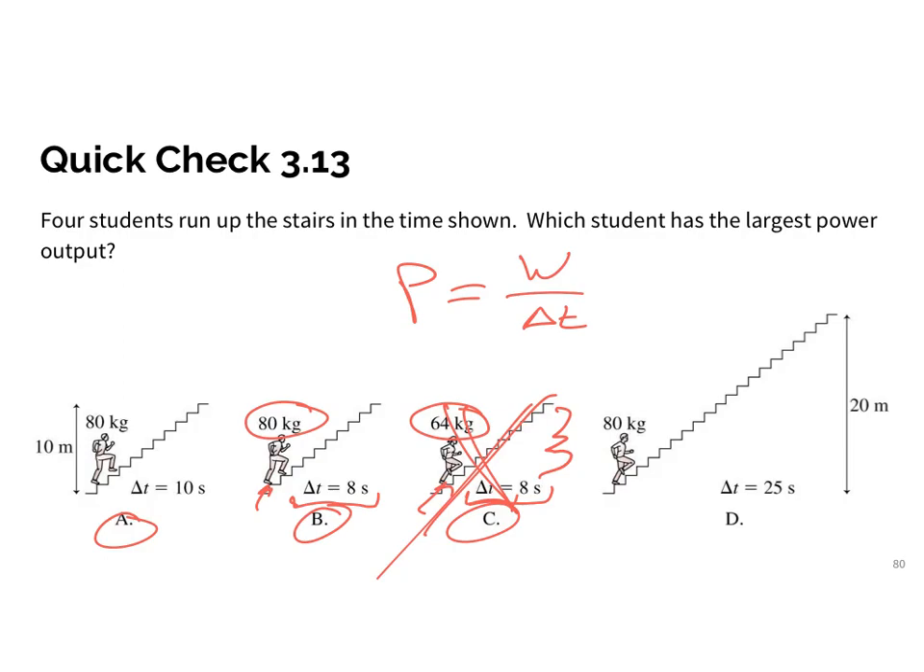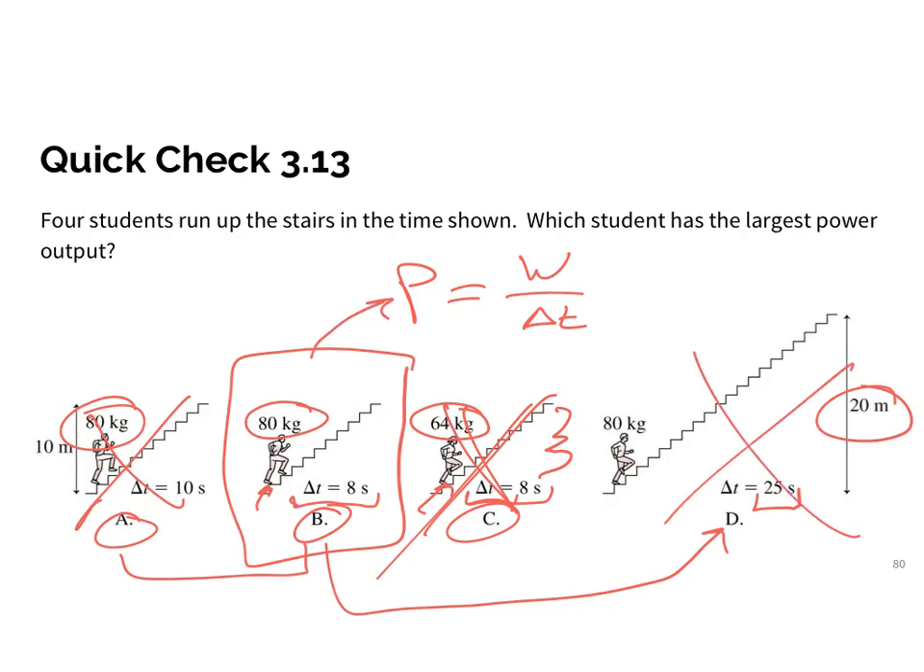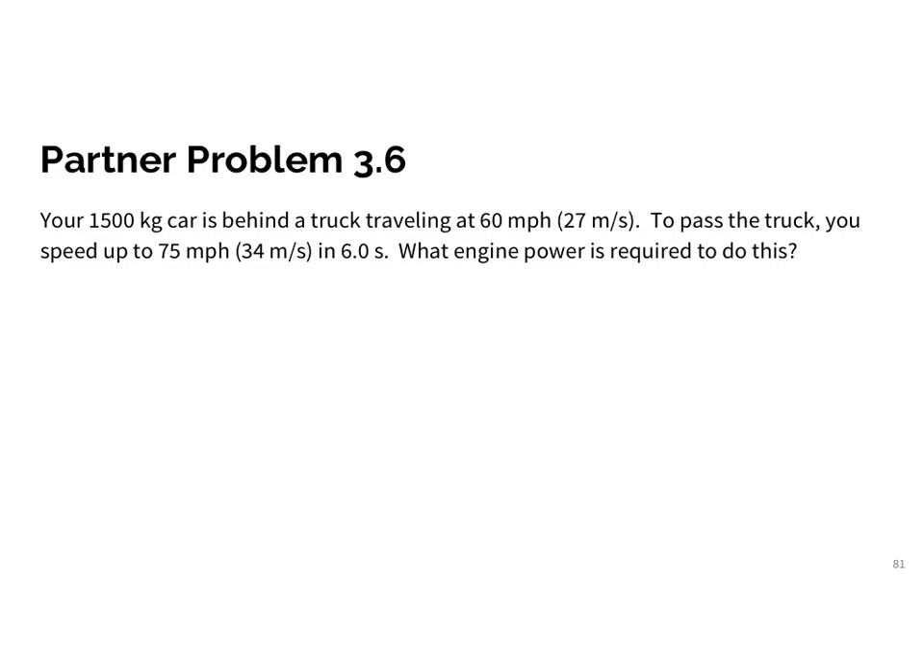All right, and then we look at A versus B. Well, they both do the same amount of work, but B does so in less time. So then the last one I got to compare is B and D. In D, he's doing twice as much work. He's going 20 meters instead of 10, but he takes more than twice the time. So in fact, B has the most amount of power. D does not.